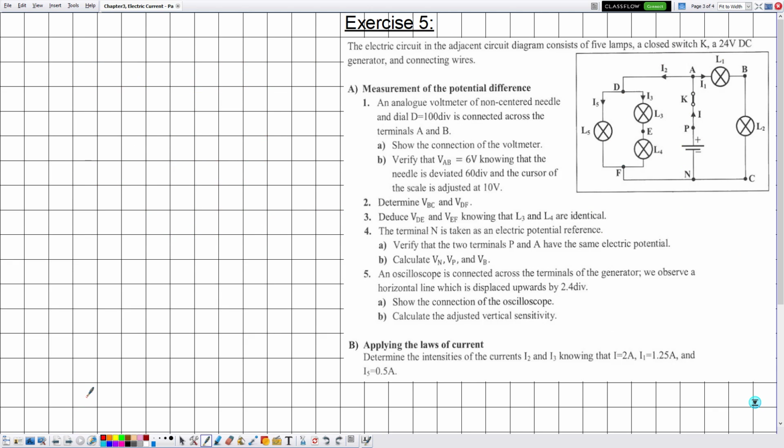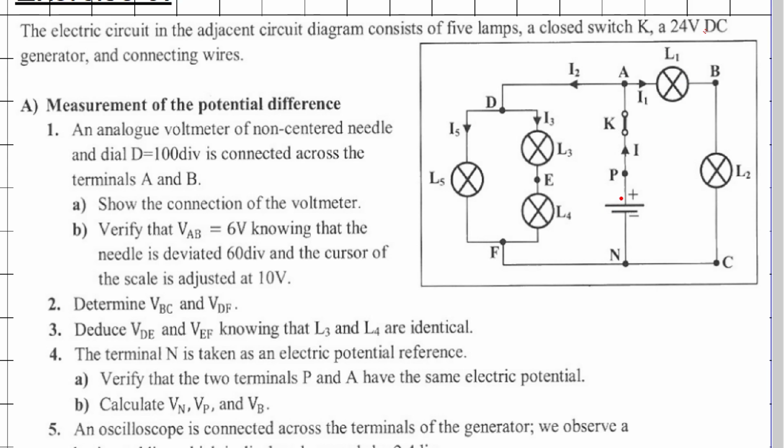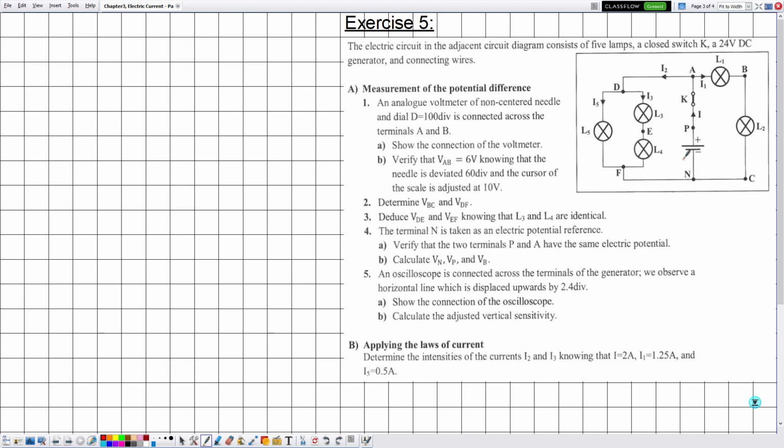So now let's move to the next exercise, which is exercise number 5. Now they are telling me the electric circuit and the adjacent circuit diagram consists of 5 lamps, a closed switch K, a 24 V DC voltage source, a 24 V DC generator and the connecting wires. Then the trick in solving such type of exercises is to write the applied voltage on the electric circuit itself. So here we have that the DC generator is 24 volts, so it's measuring from the positive to negative, so UPN is equal to 24 volts.